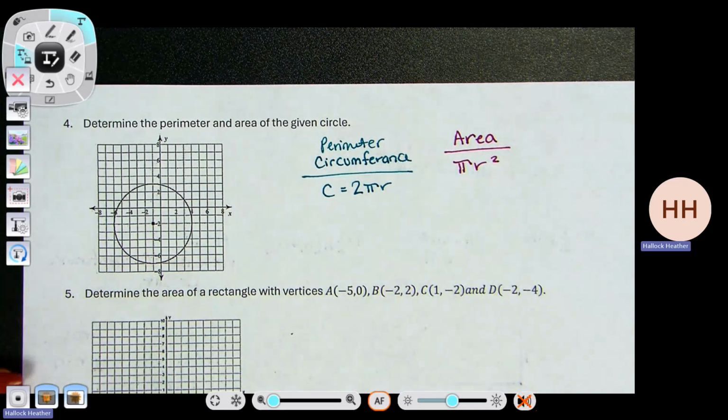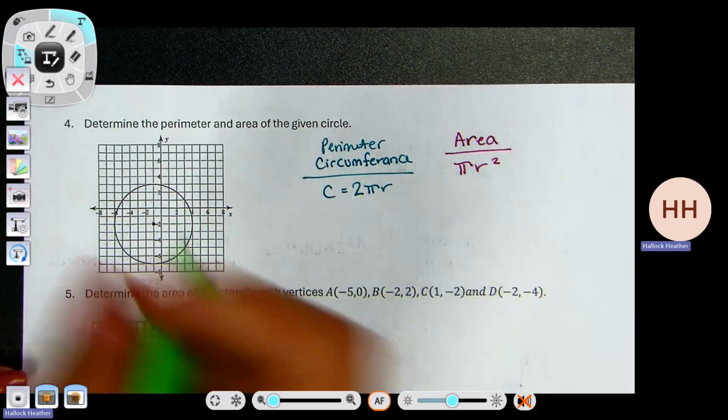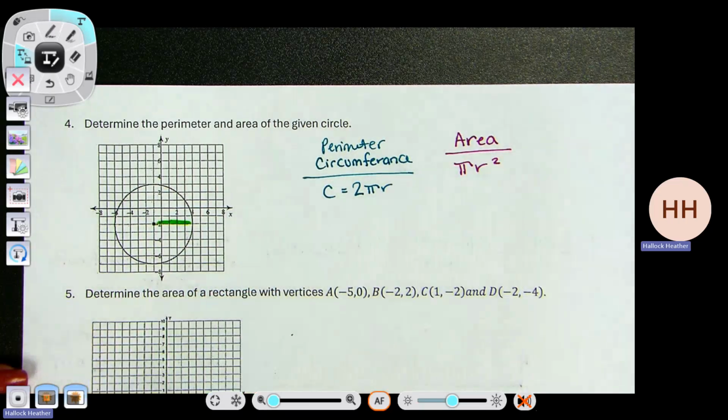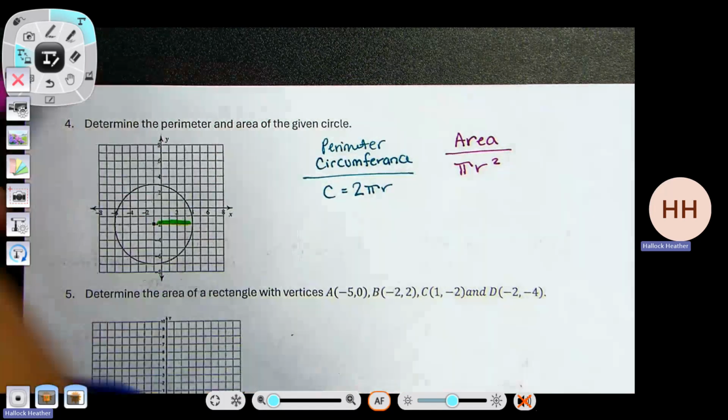Do I need the distance formula for this? No, because it's a circle, so there's really no distance. I need to figure out the radius. So if I look at my circle, find the center. Find the center of your circle, and then you're going out to the side. Technically, you could go to the left, right, straight up, or straight down. It doesn't matter, but from the center out to the side is 5.